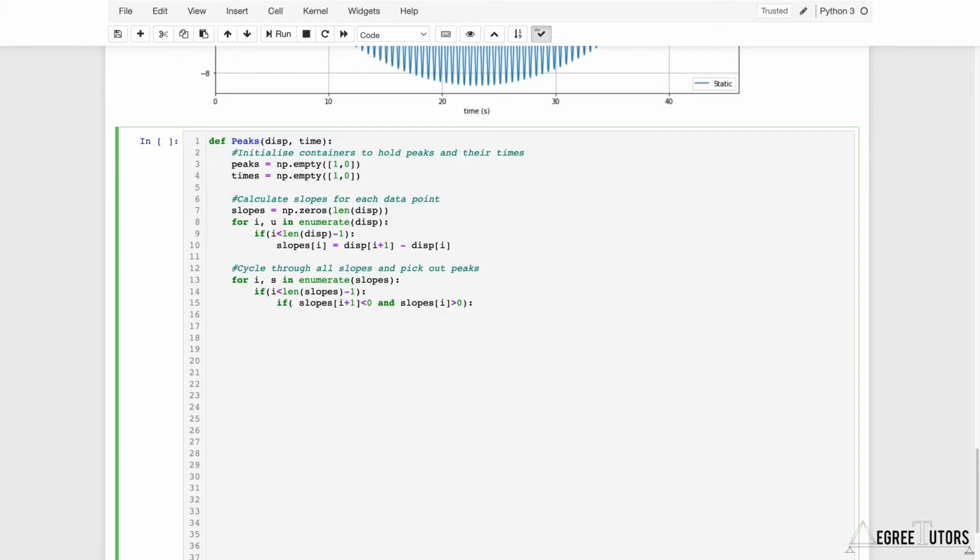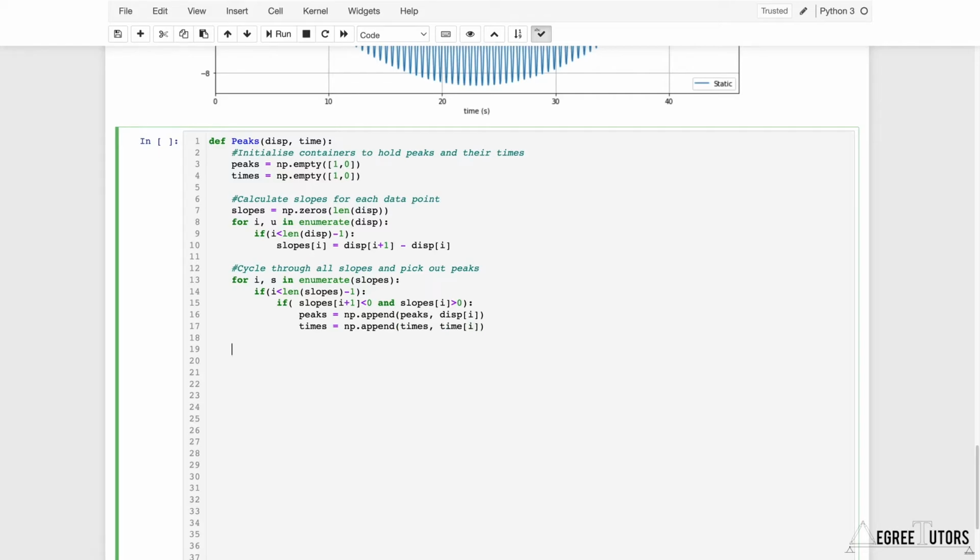Okay, so if we satisfy that condition, well, let's save into peaks, right? So we'll just say peaks. Remember, that was just an empty array, so we can append into it, just keep adding values onto the end of it. So we'll say np.append, and what are we appending onto? We're appending onto peaks, and what are we appending? The current value of displacement, disp I, and we'd like to also save the time. The current time, so that's going to be times is np.append. We're appending onto times and we're appending the current time.